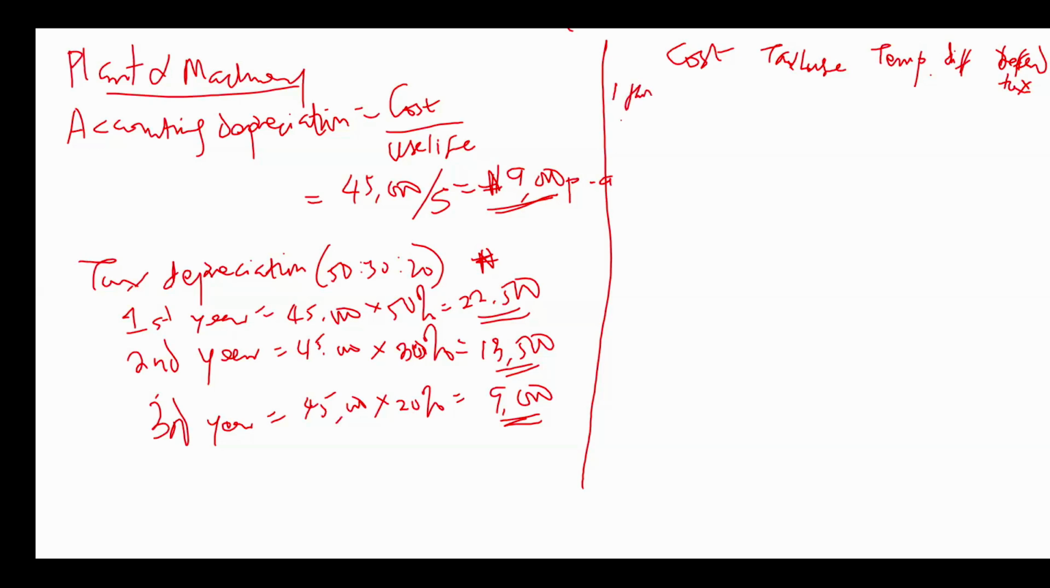So, 1st of January 2011, would have had cost 45,000. Now, accounting depreciation will be 9,000. Okay? Cost is still 45,000. Accounting depreciation in the first year is 22,500.